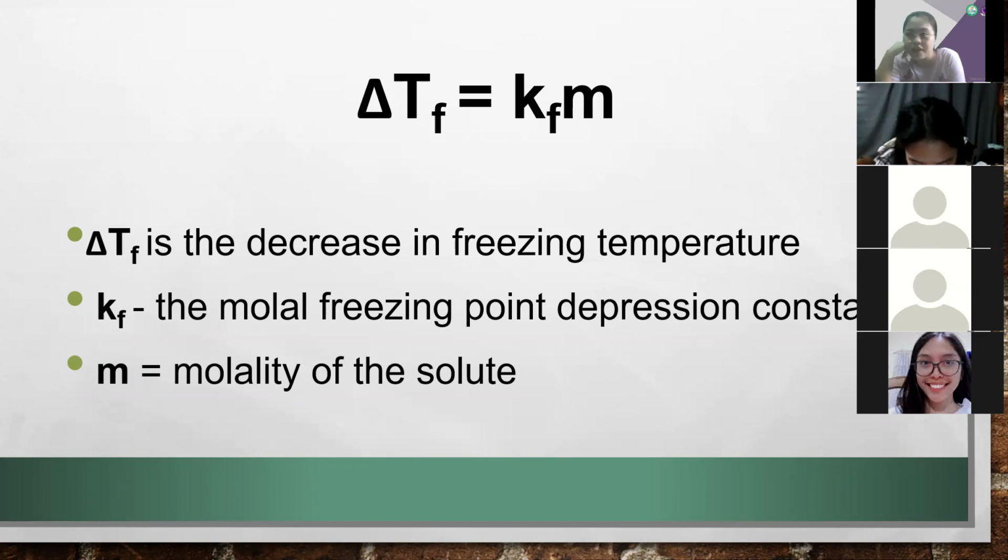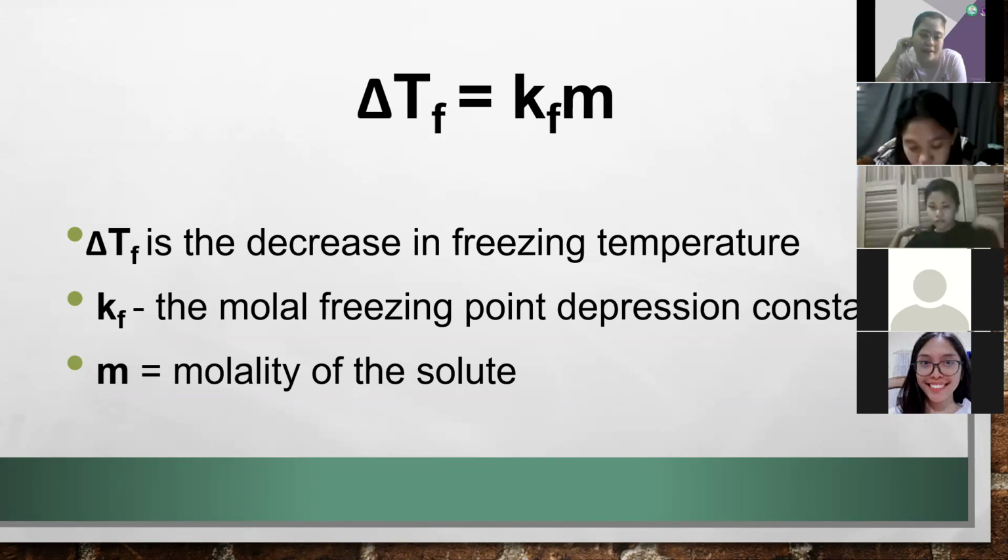This is what I mean when I said a while ago that the manner of computing the freezing point is almost similar to that of the boiling point. It's just that we are going to use Kf instead of Kb, because Kb is specific for the boiling point. This time, Kf is still a constant, but this one is specific for the molal freezing point depression, and this is also unique for each substance. You don't need to memorize this.